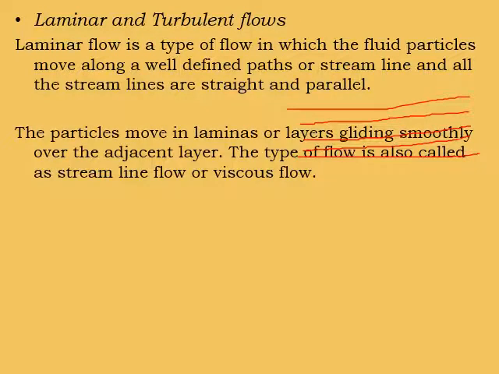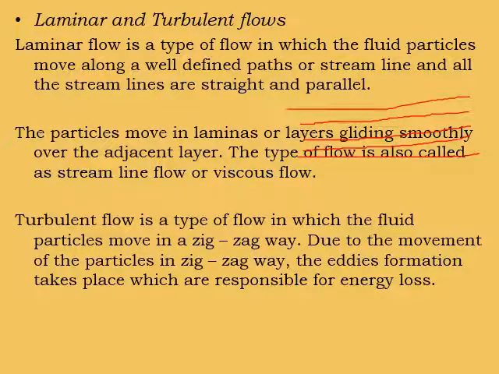In laminar flow, the fluid particles move in laminae or layers, gliding smoothly over the adjacent layer. This type of flow is called streamline flow or viscous flow. So once again, laminar flow is also called streamline flow or viscous flow, because these fluid particles are moving parallel to each other.